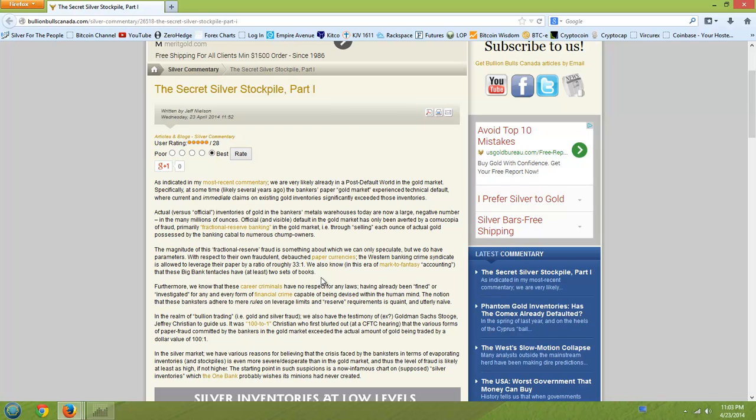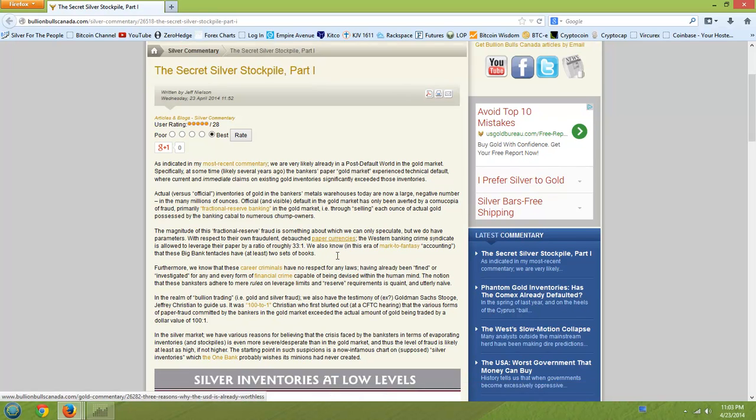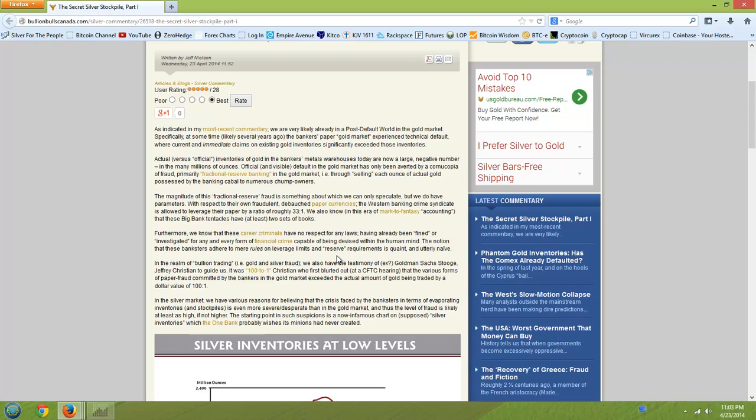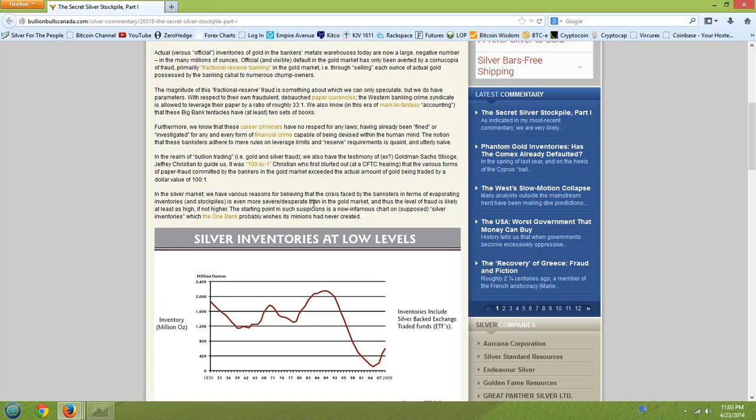Official and visible default in the gold market has only been averted by a cornucopia of fraud, primarily fractional reserve banking in the gold market, i.e. through selling each ounce of actual gold possessed by this banking cabal to numerous chump owners. The magnitude of this fractional reserve fraud is something about which we can only speculate, but we do have parameters.